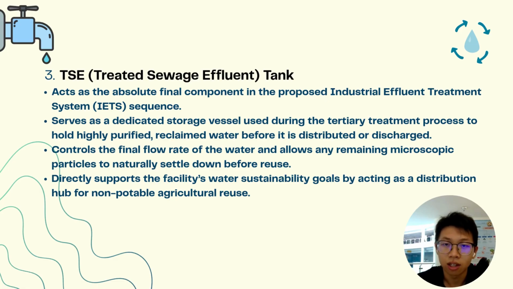Lastly, the TSE tank, also known as the treated sewage effluent tank, is used to store the treated wastewater before discharge or reuse. It helps control the flow and allows any remaining particles to settle. The treated water can then be reused for non-potable purposes such as nursery irrigation, or safely discharged if it meets the required standards.